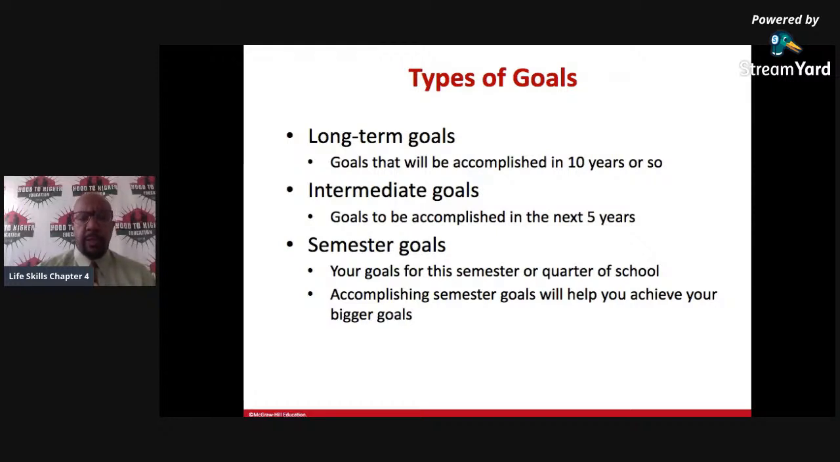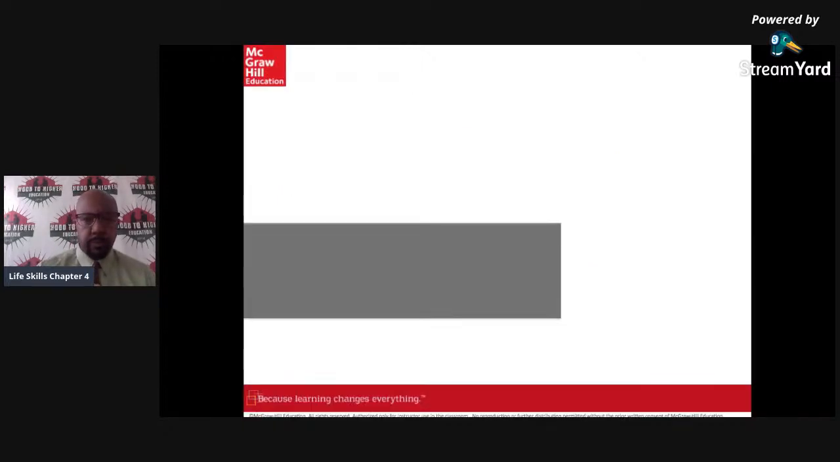Semester goals. Your goal for this semester, or quarter, is to pass your classes with passing grades so you can go to the next level, whether that's English, math, history, arts and humanities, and so forth. Accomplishing semester or quarter goals will help you achieve your larger goals. So remember, your initial motivation to start at the community college was to transfer to a 4-year college. You want to transfer into a 4-year college to get that degree so you can go into a job or career.